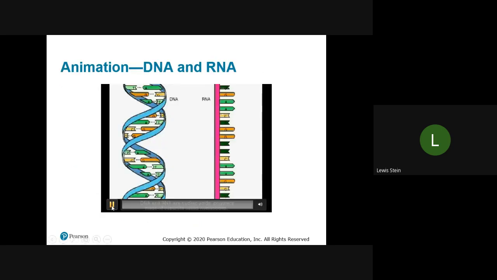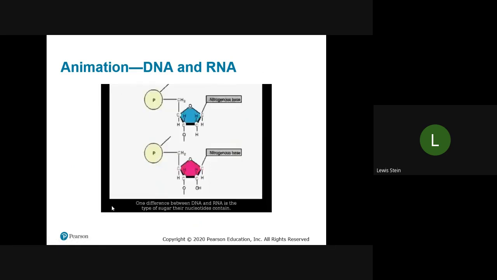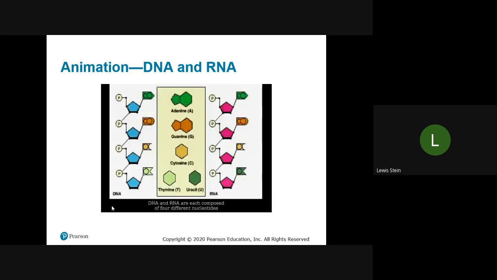So when you look at these things, DNA and RNA are nucleic acids, polymers made of subunits called nucleotides. One difference between DNA and RNA is the type of sugar their nucleotides contain. DNA contains the sugar deoxyribose, while RNA contains the sugar ribose. Ribose has one more oxygen atom than deoxyribose. DNA and RNA are each composed of 4 different nucleotides, which differ in their nitrogenous bases.